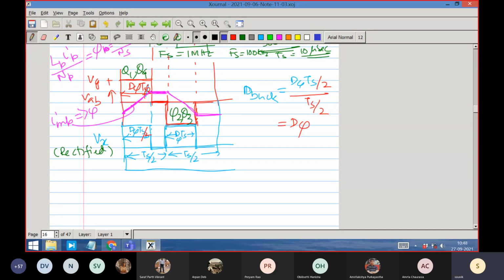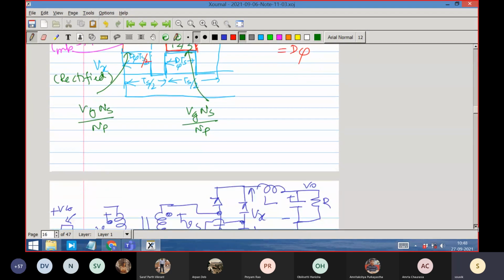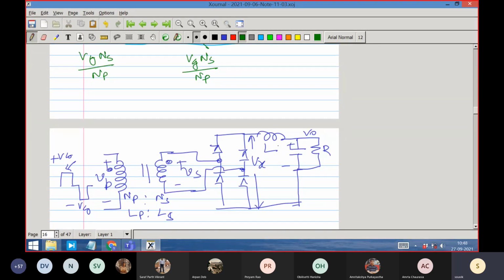Now I will do the levels. So what will the levels be? This level is Vg into Ns by Np. Here it is also Vg into Ns by Np. That is the level of this Vx voltage. Vx voltage I have drawn there. So what else? Everything is so clear now.